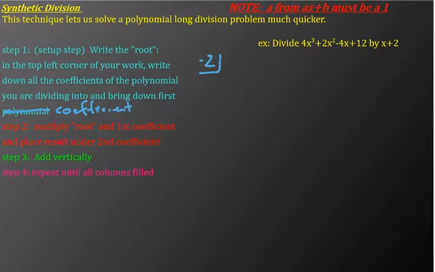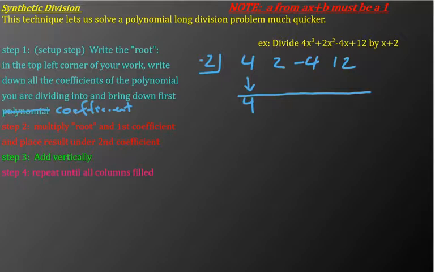So what that would look like is, this is my polynomial I'm dividing into. We're just writing the coefficients, so 4, 2, -4, and 12. And then I'm going to bring down the first one, 4. All right, and I'm going to put a line here. And that is the setup.